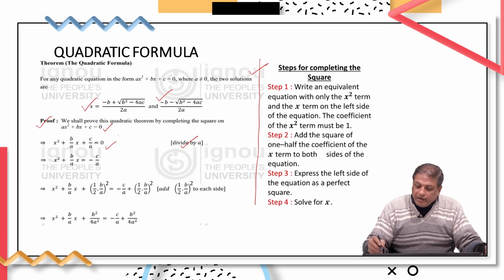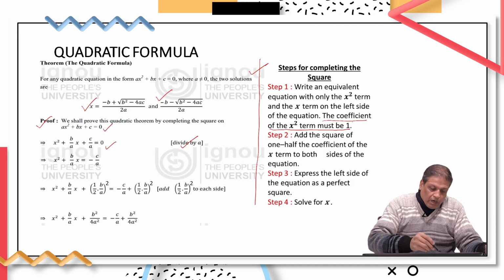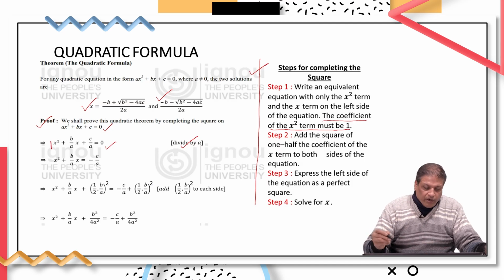Why did we do this? Because the coefficient of the x square term, as written in the first step, must be 1. So now the coefficient of the term x square is 1.